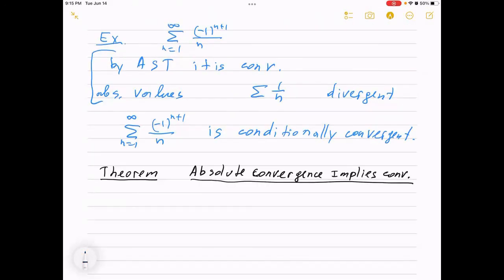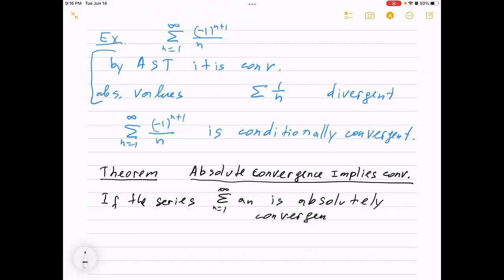So, absolute convergence implies convergence. Let me restate that maybe in a more formal way. If the series of a_n from 1 to infinity is absolutely convergent, then the series is convergent.